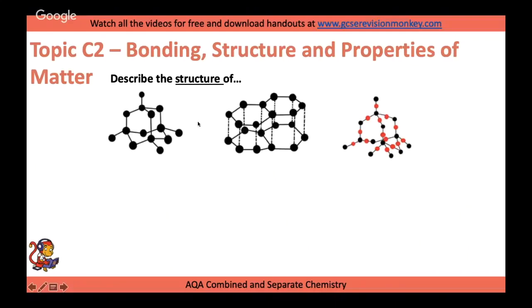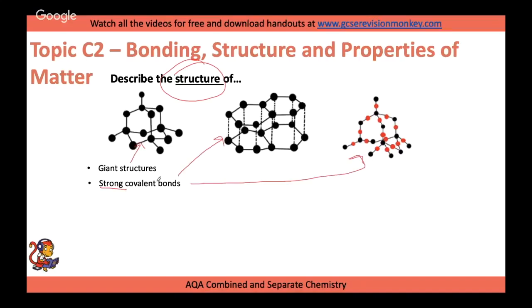We need to know about 3 structures. See if you can remember those in your head. We've got diamond here, graphite, and silicon dioxide. They are all giant structures. Talking about structure here, they've all got covalent bonds, which are very strong, and that applies to all of them. So those 2 and silicon dioxide: strong covalent bonds, and they are giant structures.